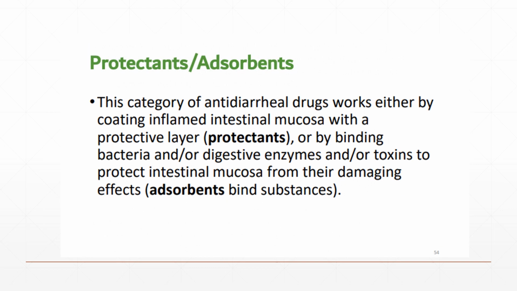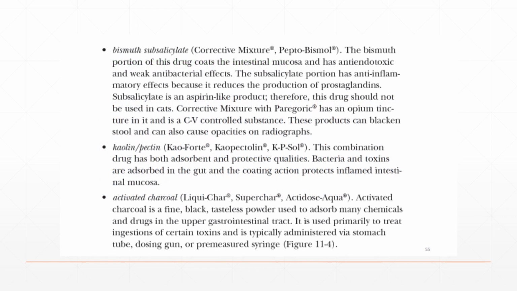Another group of drugs are the protectants and the adsorbents. This works either by coating the inflamed intestinal mucosa with a protective layer. That is the function of the protectants, or by binding bacteria and/or digestive enzymes and/or toxins to protect intestinal mucosa from their damaging effects. That is the function of the adsorbents. Examples of the protectants and the adsorbents are bismuth subsalicylate, kaolin pectin, and activated charcoal.